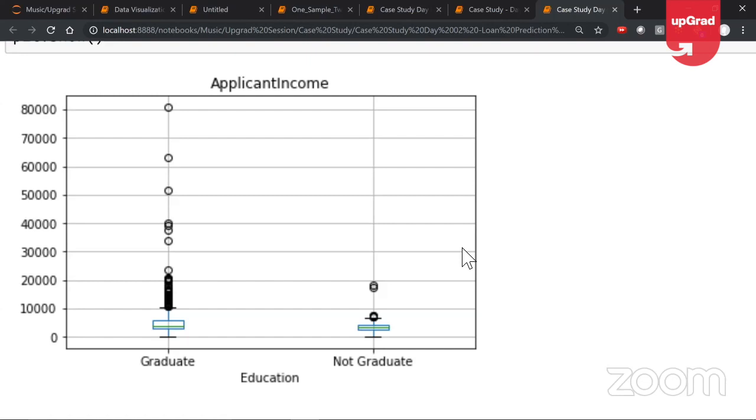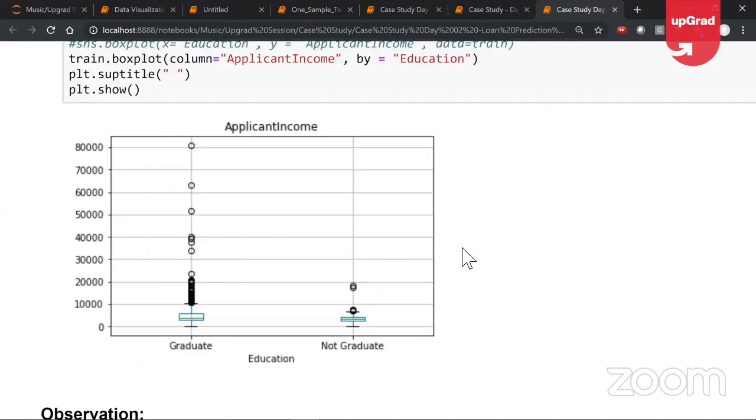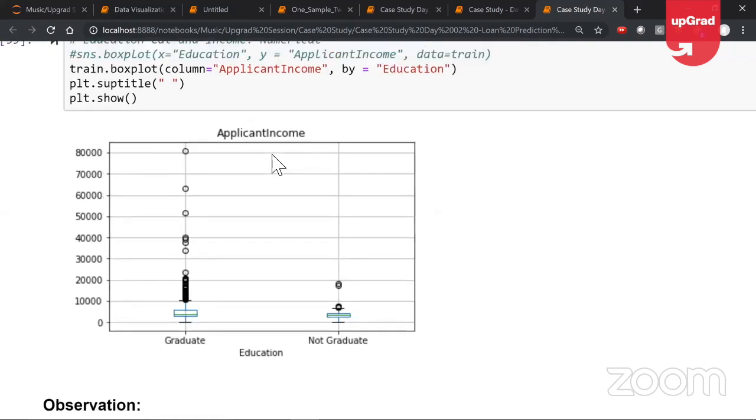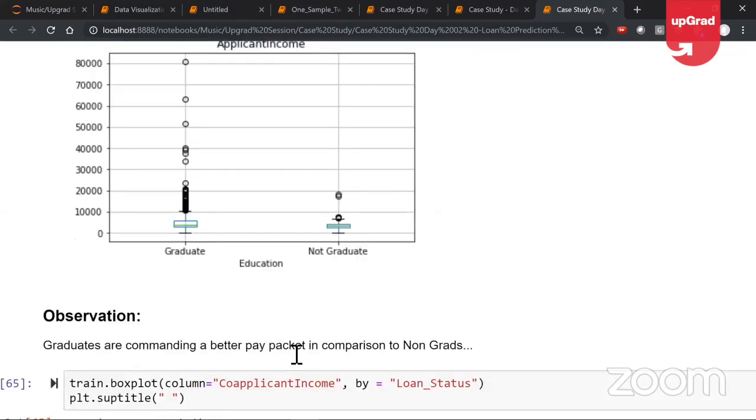So for graduates, there are lots of outliers we're seeing, right? And also very interesting, graduate people typically tend to have higher incomes, not very surprising, right? So graduates typically tend to have higher applicant incomes. And obviously there are more outliers we are seeing for graduates. It's not very surprising, right? So what is the observation we're getting? That graduates are commanding a better pay packet. Not surprising. I think this is what we expect.